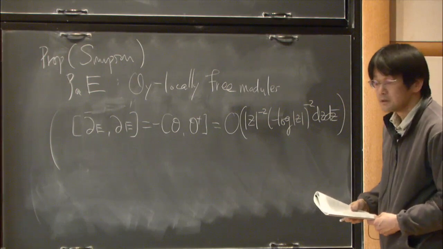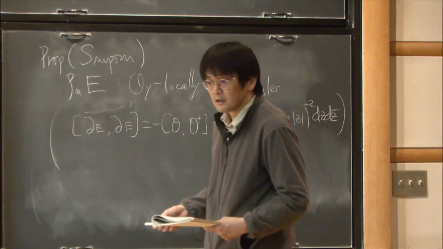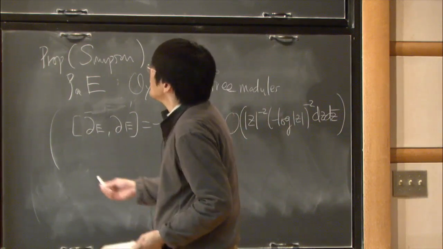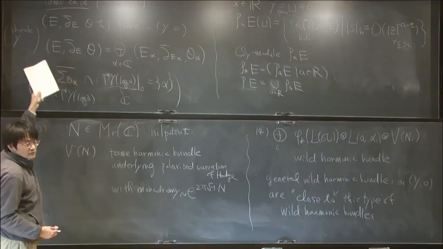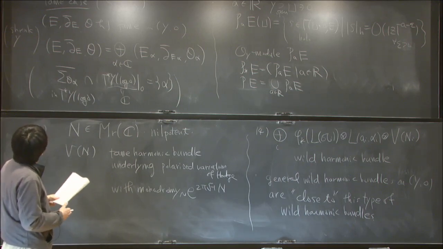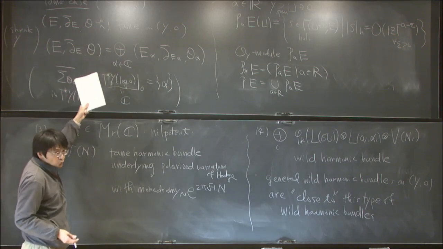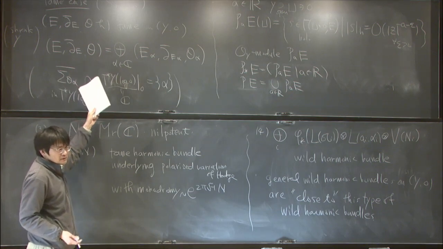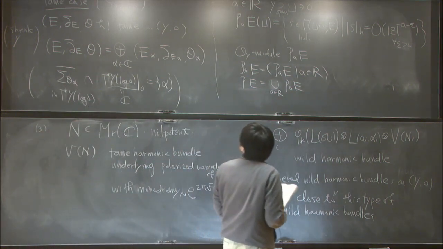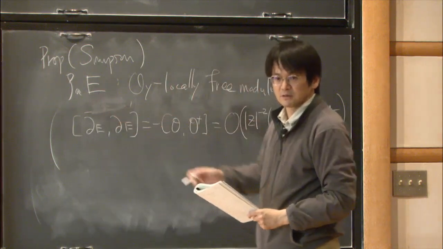What was theta now? What was theta? I mean, E was one of these harmonic ones. What was E in this? E is this vector bundle. So we are given a tame harmonic bundle on Y0. Any tame harmonic bundle. Yeah, this is a general claim for any tame harmonic bundles.